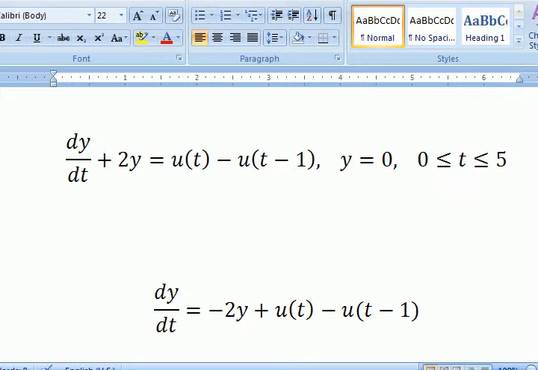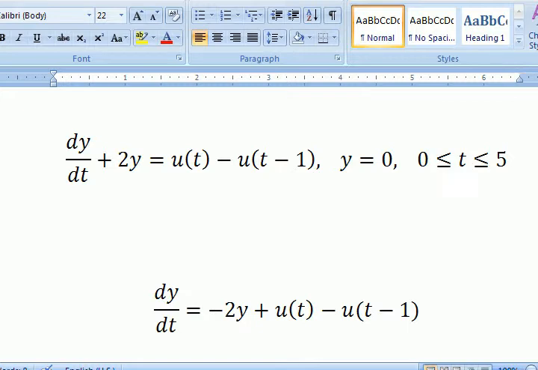Now let's go ahead and look at the first differential equation we'll be solving graphically with Simulink. dy/dt plus 2y equals u(t minus 1), where y(0) equals 0. And since we are solving it graphically, we'll choose the range for t from 0 to 5.